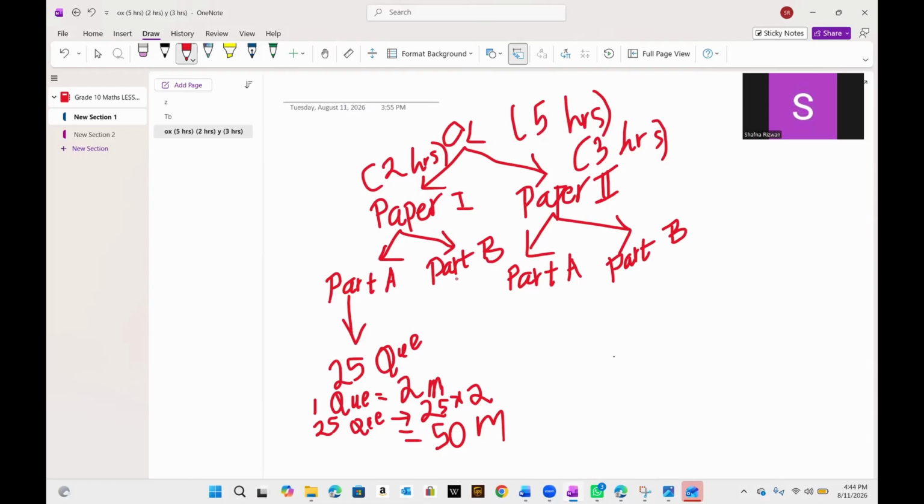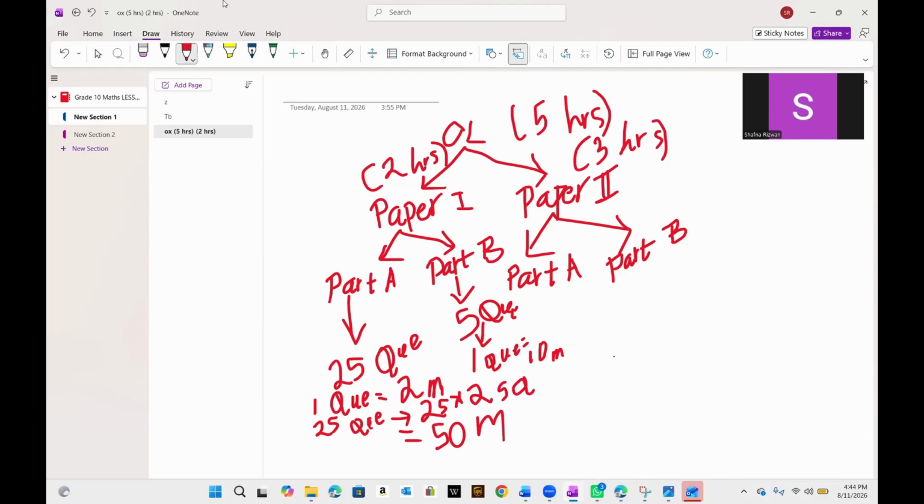Then I told you that you have another part, which is part B. In this part B, remember that they have given you around 5 questions. In these 5 questions, if you take one question, how many marks is it? It is 10 marks. Remember, it is 10 marks. And you have around 5 questions.